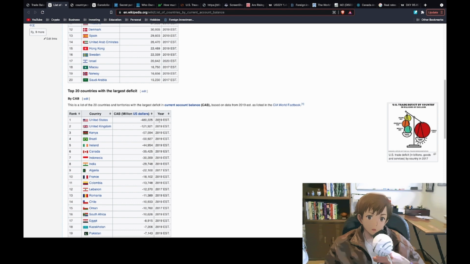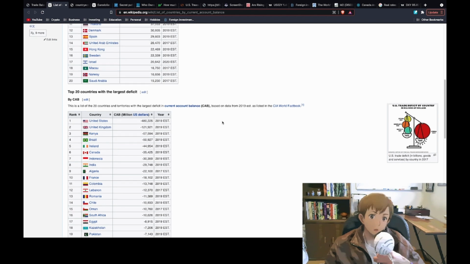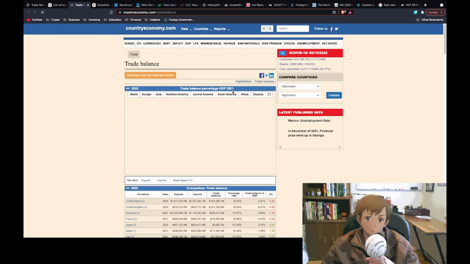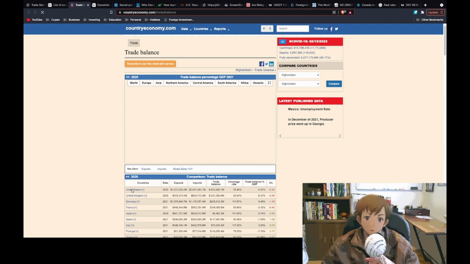But this was from 2019, and there's been a lot of craziness in the economy over the last couple of years. So let's see what the last couple of years have done to our trade deficit as we have more recent data. All right, so you can see here we have more recent data. This is going to be from 2020. At the end of 2020, our trade balance was almost $1 trillion. So just from 2019 to 2020, we doubled our trade deficit.